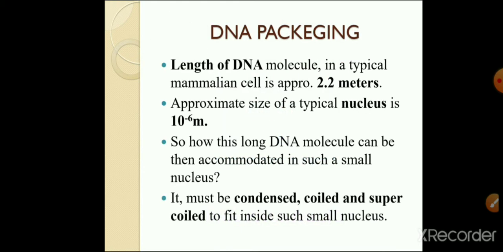DNA packaging is a complex process in prokaryotic as well as in eukaryotic cells because the length of the DNA molecule in a typical mammalian cell is approximately 2.2 meters and the size of the nucleus is approximately 10 raised to minus 6 meter. So, how can this long DNA molecule be accommodated in such a small nucleus? The answer is that it must be condensed, coiled and supercoiled to fit inside such a small nucleus.